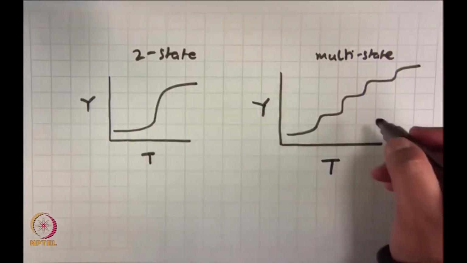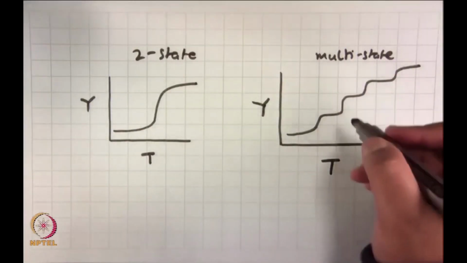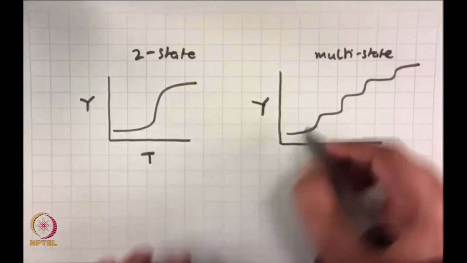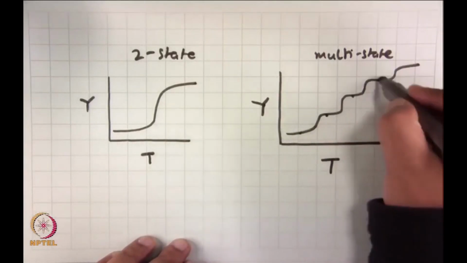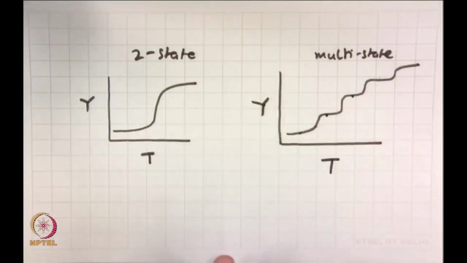If you have transitions like this, you can always see what happens. From here to here is one state, from here to here is another state, from here to here is another state. That means you are looking at different intermediates and finally you go to your denatured state. So, suppose you are doing this measurement where you are measuring y, and if your y is behaving like the one you have for the multi-state, then it is a multi-state model, it is not a two-state model.